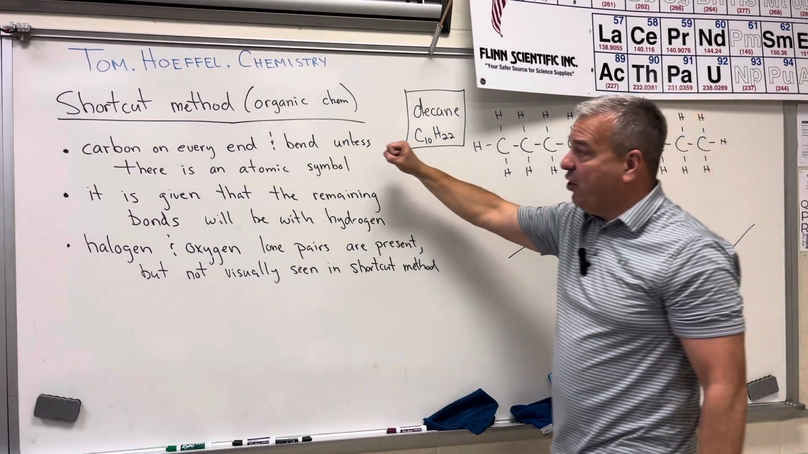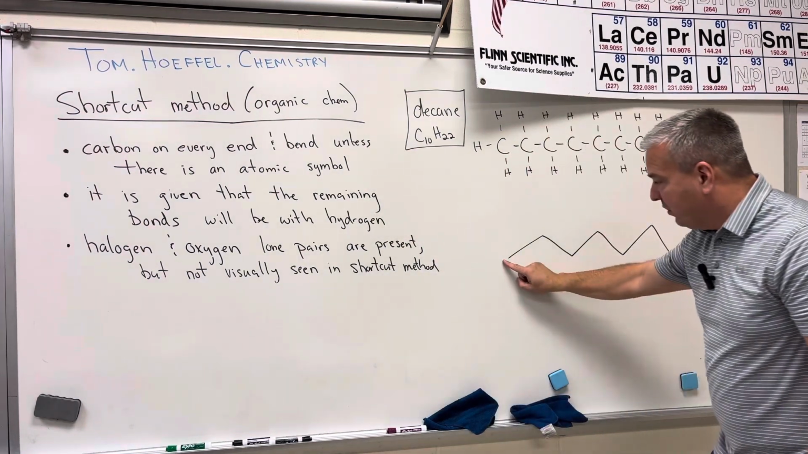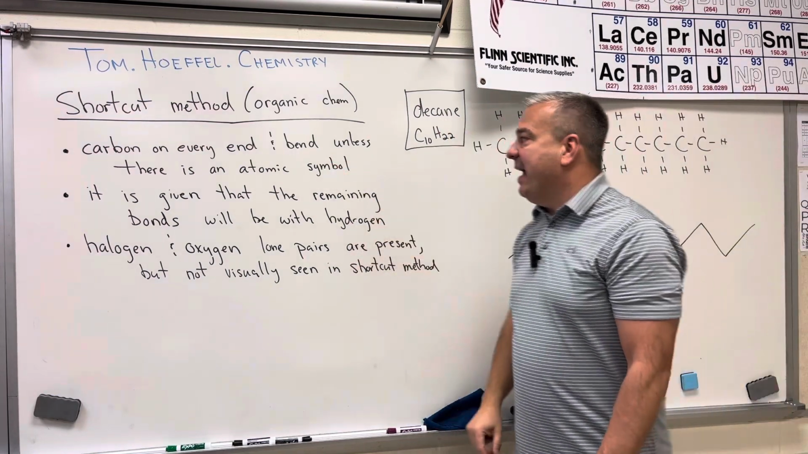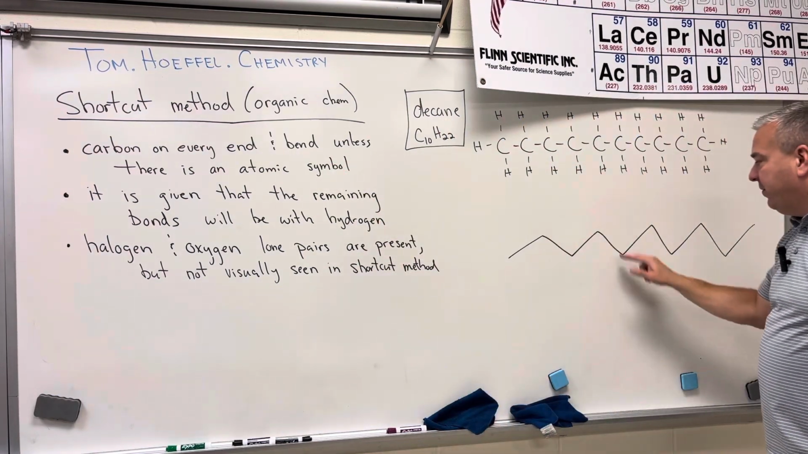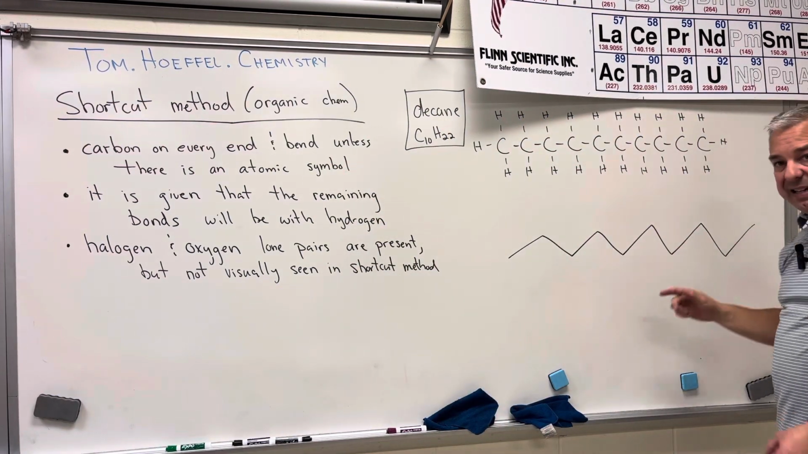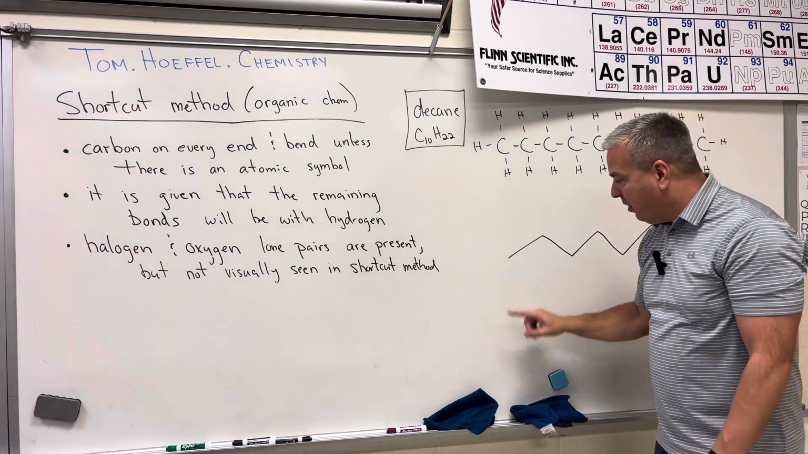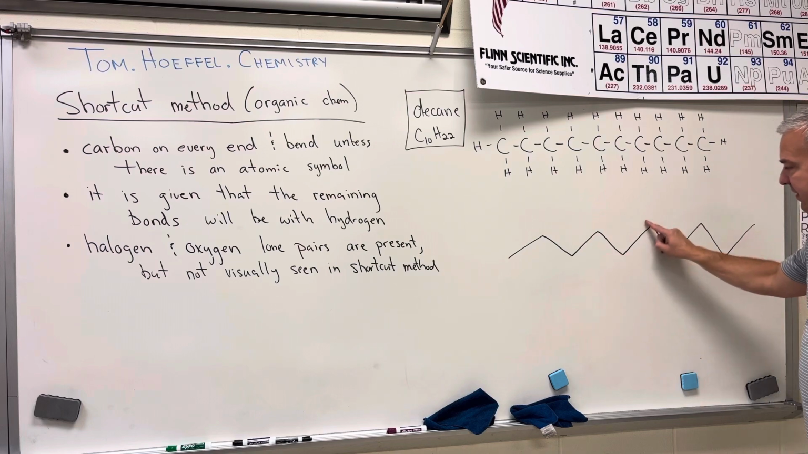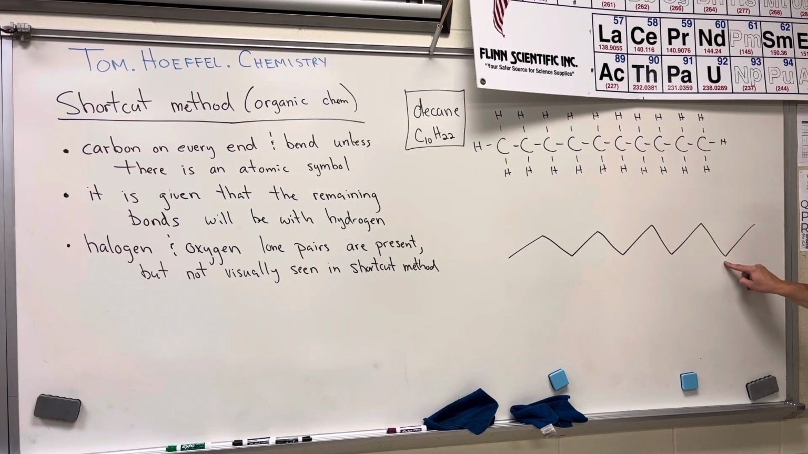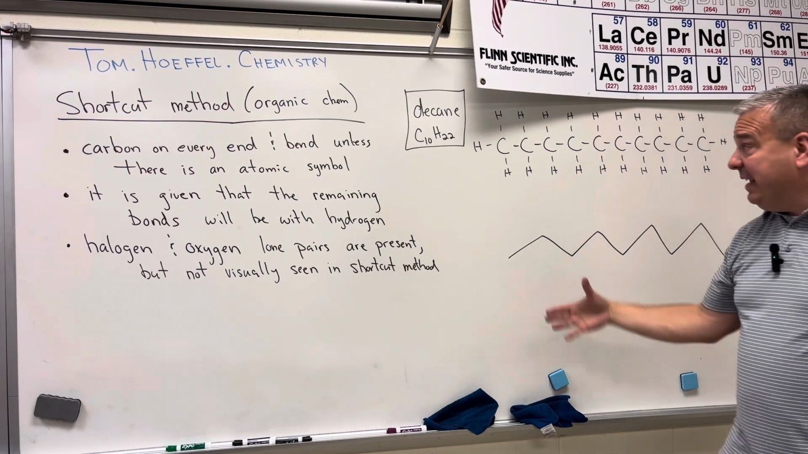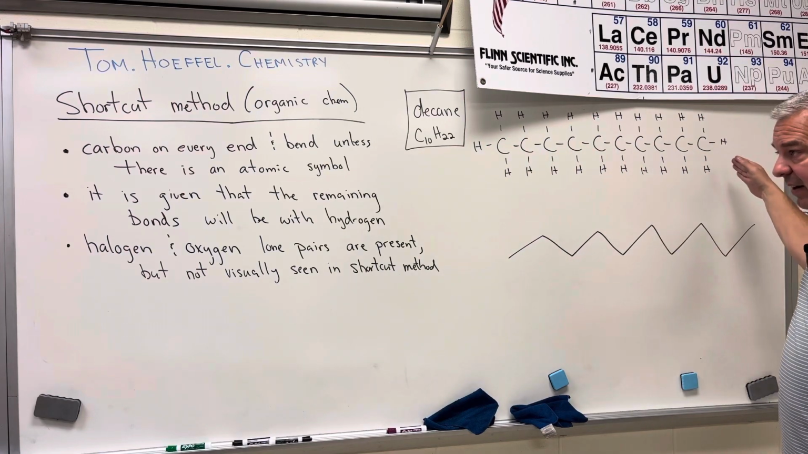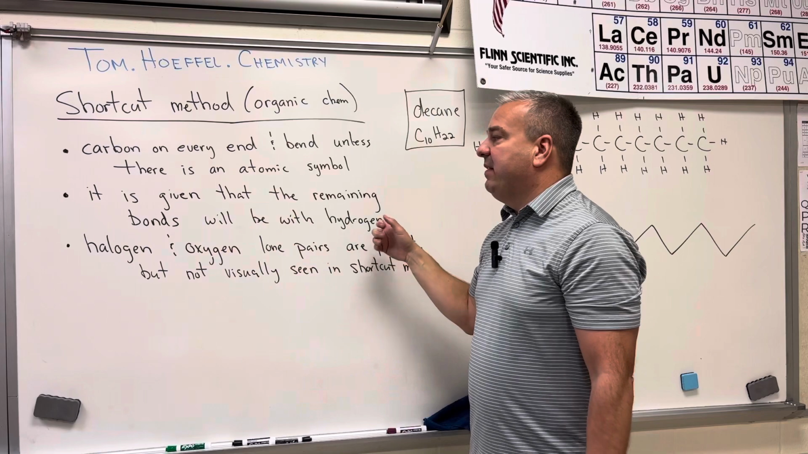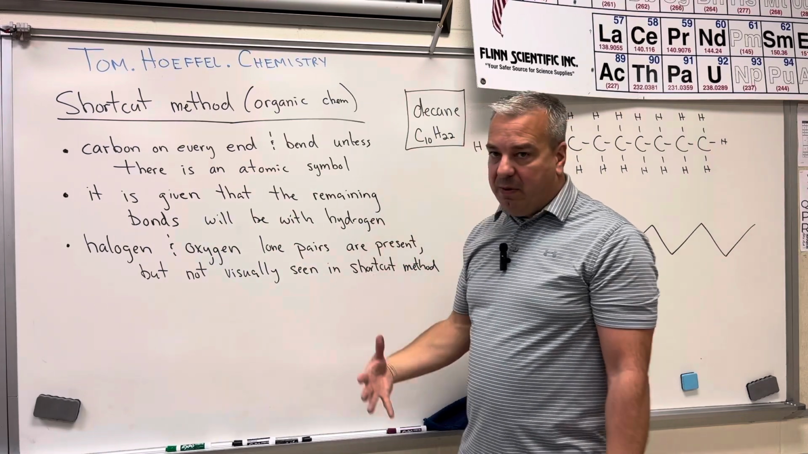Now it says that there's a carbon on every end, so there's a carbon here and a carbon here, and at every bend, so here throughout the molecule. Let's count to make sure that we got 10 carbons. 1, 2, 3, 4, 5, 6, 7, 8, 9, 10. So indeed, there's 10 carbons here. Let's take a look at the second tenet. It's given that the remaining bonds will be with hydrogen.